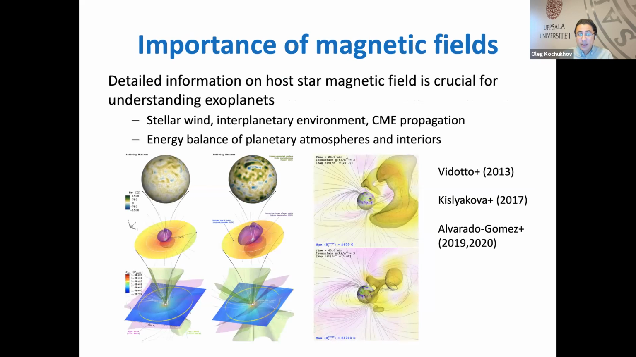Direct influence of stellar winds that may strip atmospheres of exoplanets, that guide propagation of coronal mass ejections, that govern the energy balance of planetary atmospheres, and even, for stellar hosts with particularly strong magnetic fields, these fields are capable of melting the interiors of rocky planets, as was demonstrated in some theoretical studies. But the bottom line of this discussion is that we do have to obtain detailed information about both the strength and geometry of the magnetic fields of exoplanet hosts in order to understand the environments in which these exoplanets exist. And this is where my research comes in.